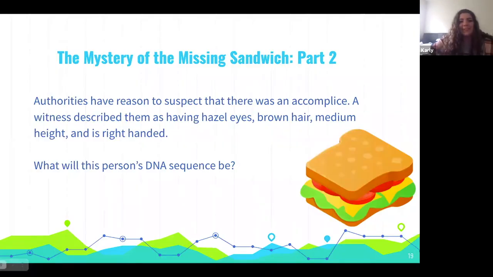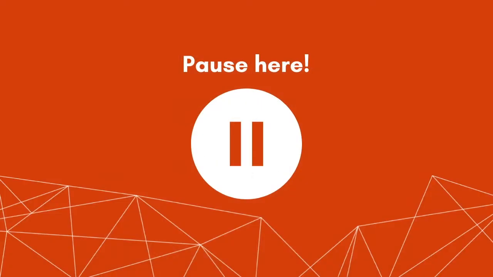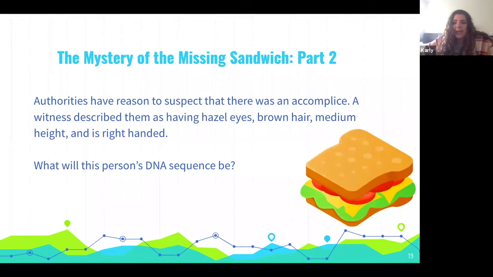And the authorities have also found that there was an accomplice who helped them steal the sandwich. The witness was described as having hazel eyes, brown hair, medium height, and being right-handed. So, kind of doing the reverse of what we just did, we can use the phenotypes that we are given to look for the genetic code that would correlate to it. You can take some time to look for each of these on your key, and then, coming back, if you got TGC, GCC, GGG, and TAA, then you would be right.